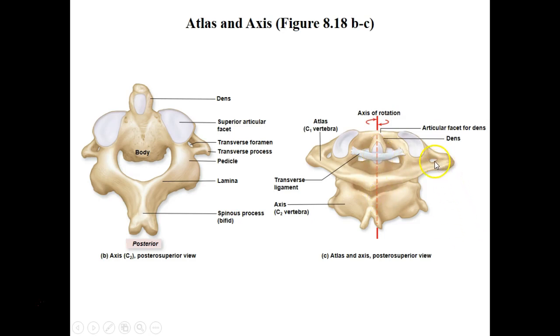And again, there's one transverse foramen, there's the 2nd, and then there's the 3rd right there. So you have 3 foramen in all cervical vertebrae.